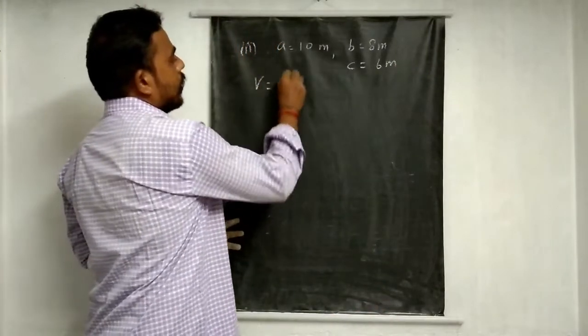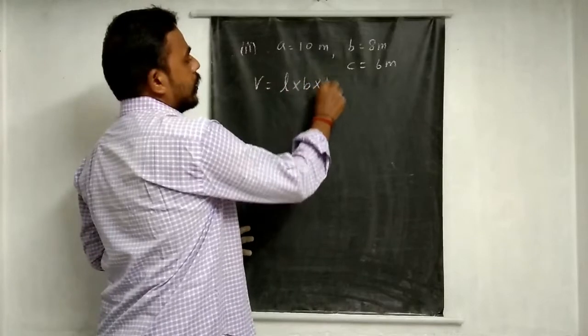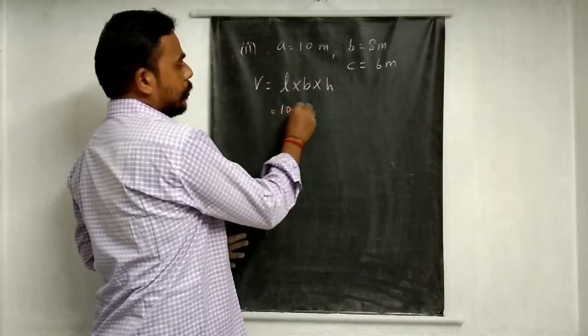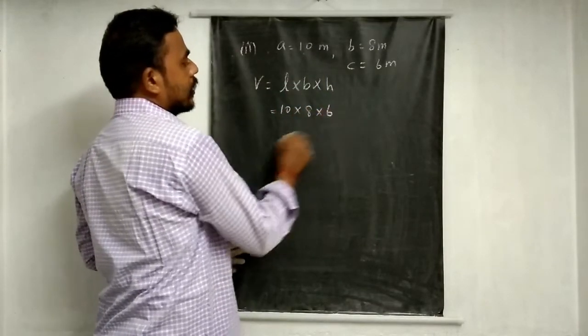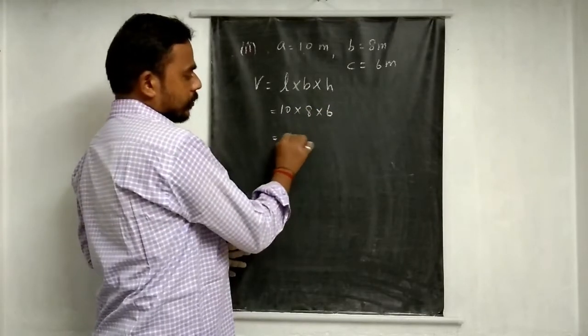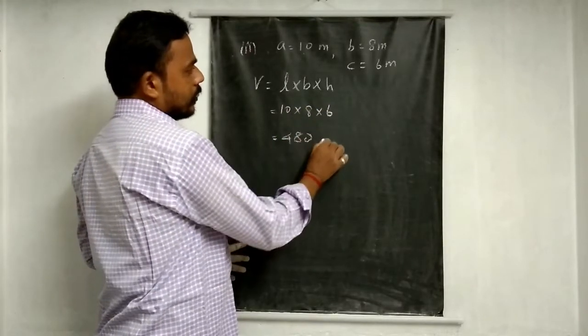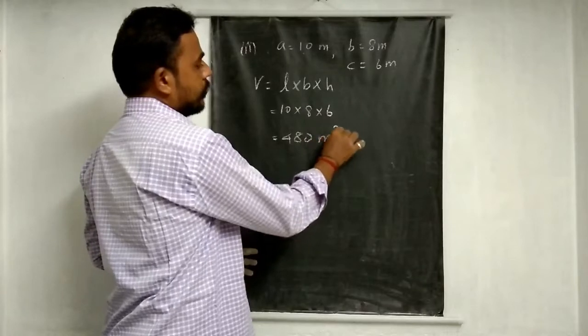So volume of cuboid equal to L into B into H. Consider L value 10, B value 8, C value 6. 6 8s are 48, so 480. So here meter cubed. That's all.